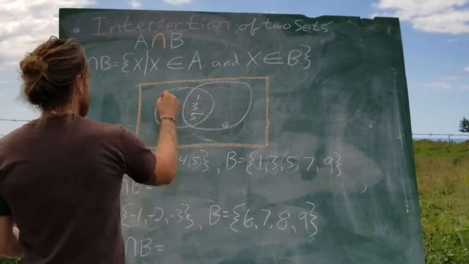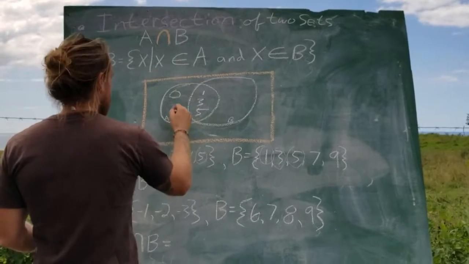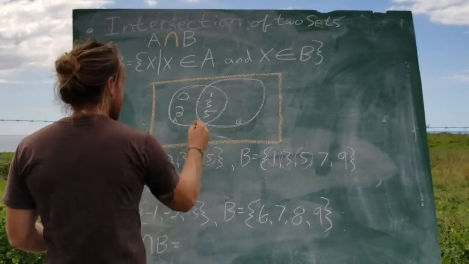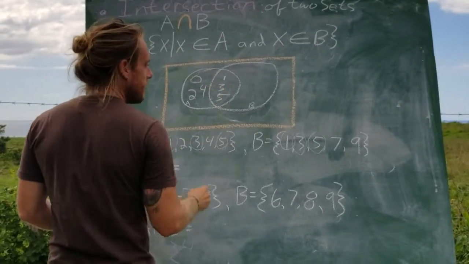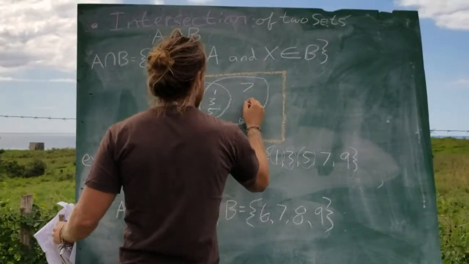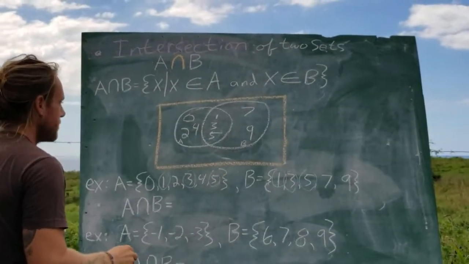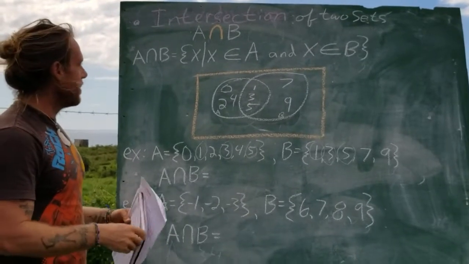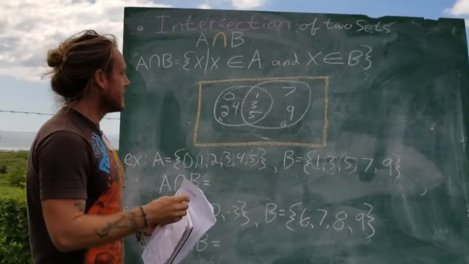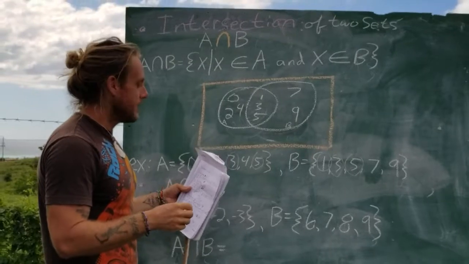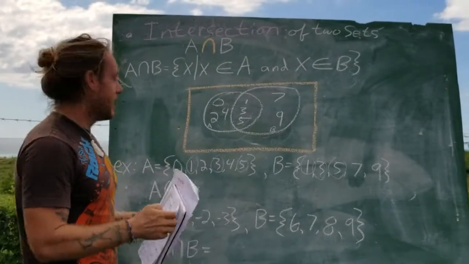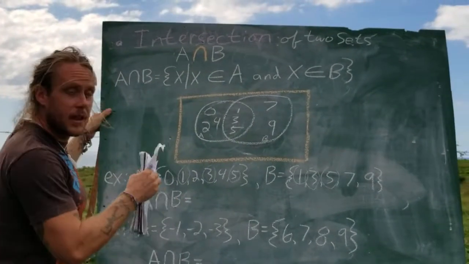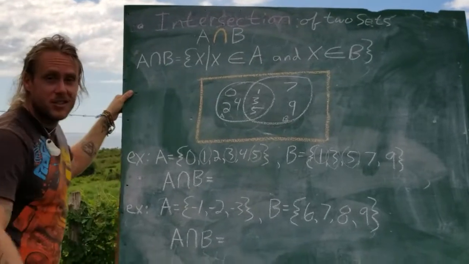Set A also contains 0, 2, and 4. Set B also contains the elements 7 and 9. Okay, so we want to find the intersection of A and B, or in other words, all the elements that are both elements of A and elements of B. And we want to do so without getting blown over by the breeze that is just picking up.